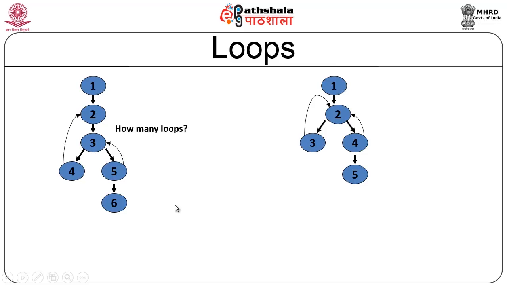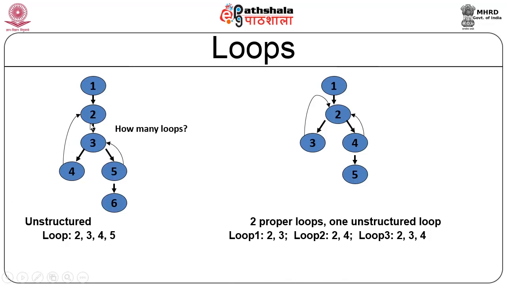So what is the problem here? The problem is that this is unstructured, where there is a loop 2, 3, 4, that is one loop, and the other one is 2, 3, 5, that is one more loop. Whereas on the other hand here, this is very clear in the sense that this goes back here, whereas this goes back here. So multiple entry and multiple exit.